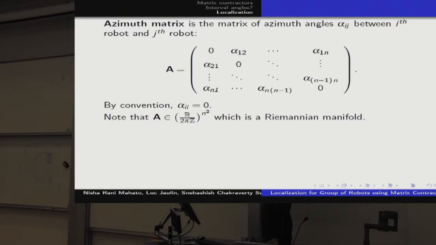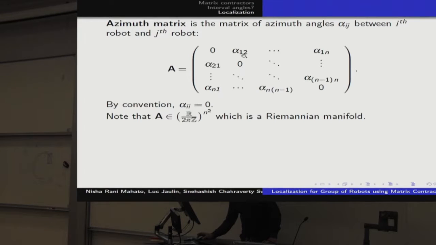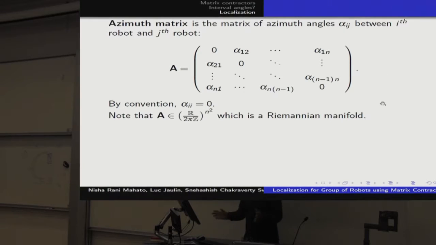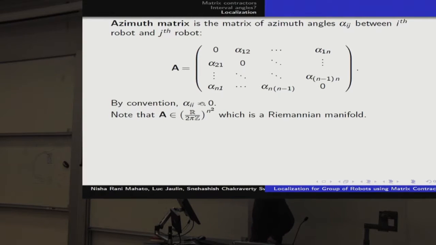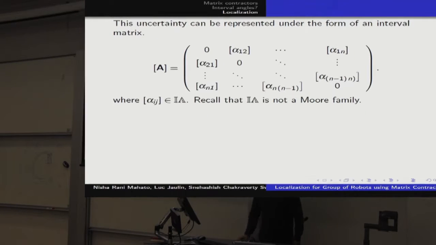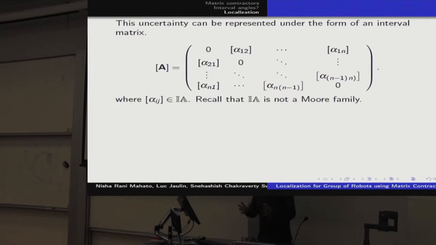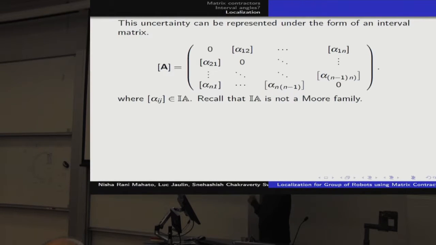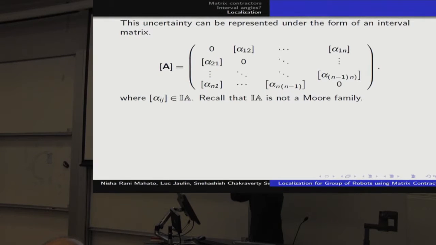It's a matrix of azimuth where the robot number I is able to see the robot number J. Okay, and on the diagonal, difficult to define it, by convention, it takes 0. And this kind of matrix is inside a Riemannian manifold. Okay. So we present another form of interval, but not exactly an interval because of the problem I explained before, and it is not a new family and so on, but all angles are assumed to be not too large.